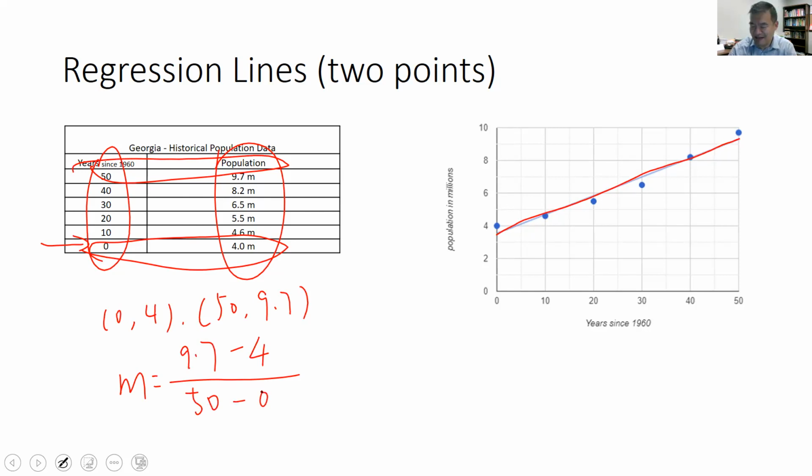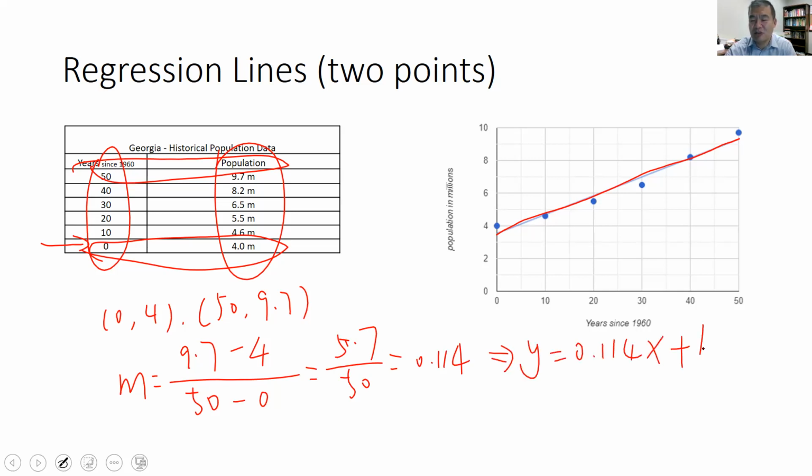You know this method, you have 2 points, all right? So this gives you 5.7 divided by 50. If you still remember, the answer is 0.114, which is your m. So now you know your function will be 0.114x plus b. You do not know what b is yet. And here you plug in this point. At this point, x equals 0, y equals 4.